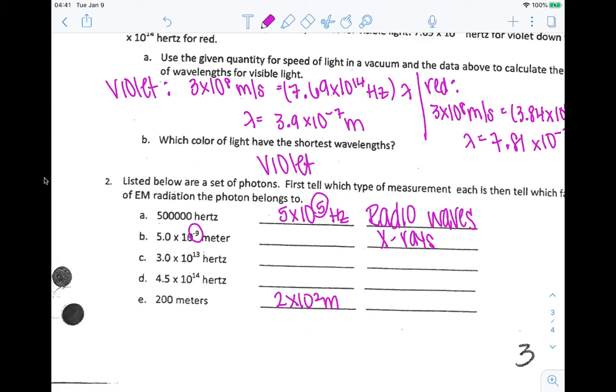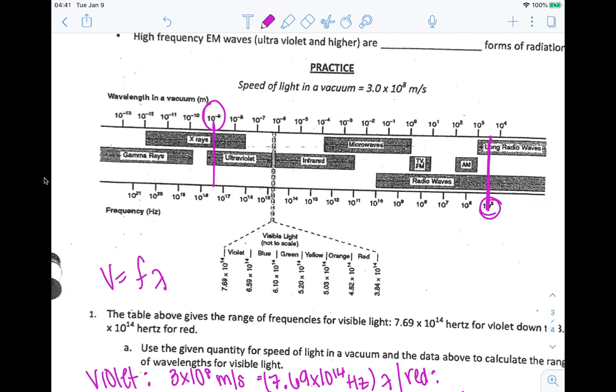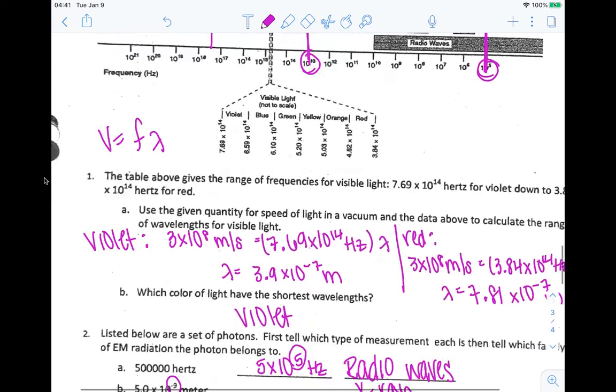On a multiple choice question, or a Regents-based question, or a CASA learning question, you won't have options. It will be very clear-cut what your answer is going to be. For letter C, 10 to the 13 hertz, we go up 10 to the 13. 10 to the 13 hertz is frequency. Bring our line up, and these are clearly infrared.